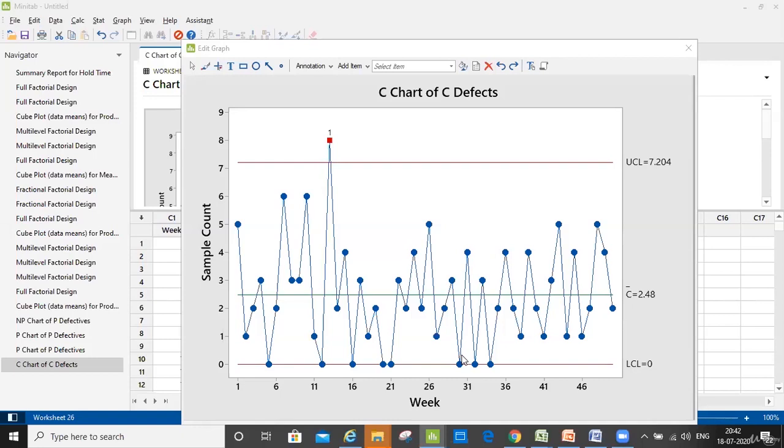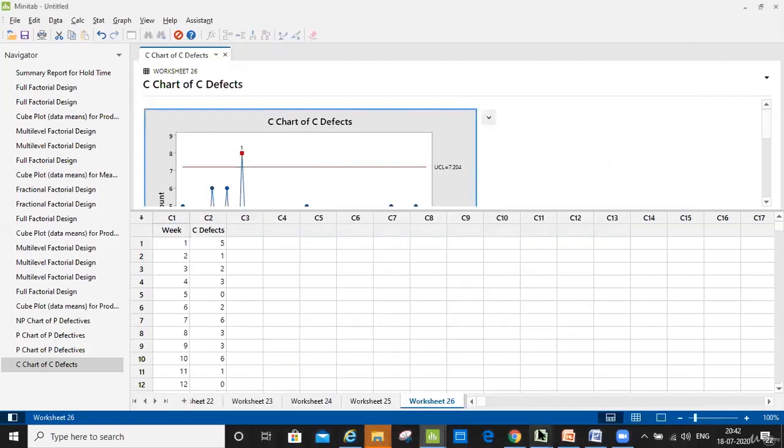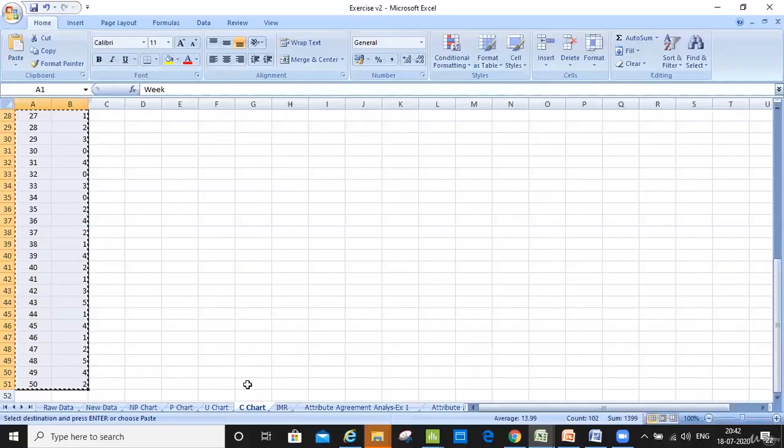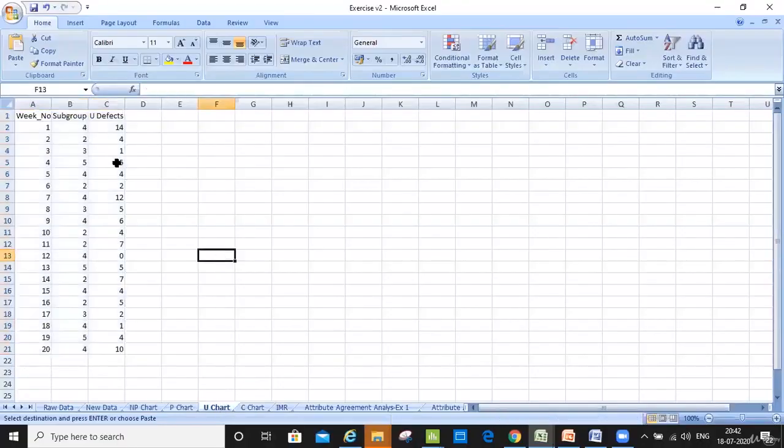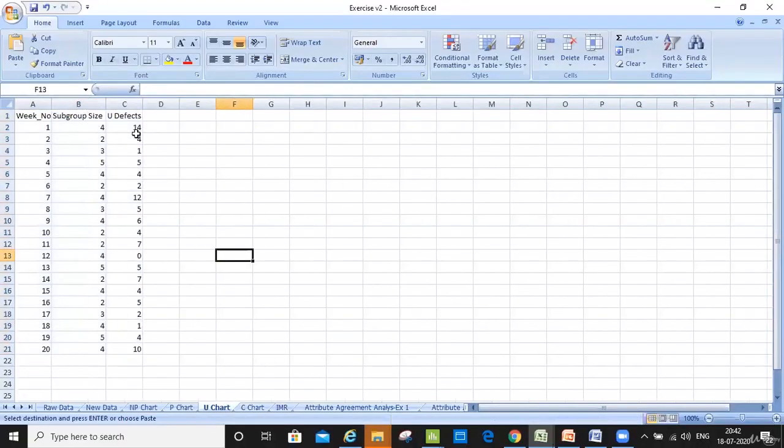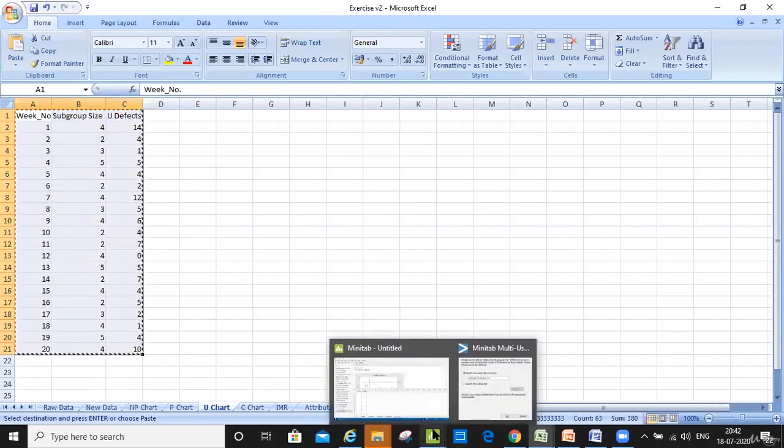Now the last chart which is left for discrete is the U chart. Okay, so in U chart, I have the example. In U chart, the subgroup size varies, but it is a defect. It is the replica of P chart.